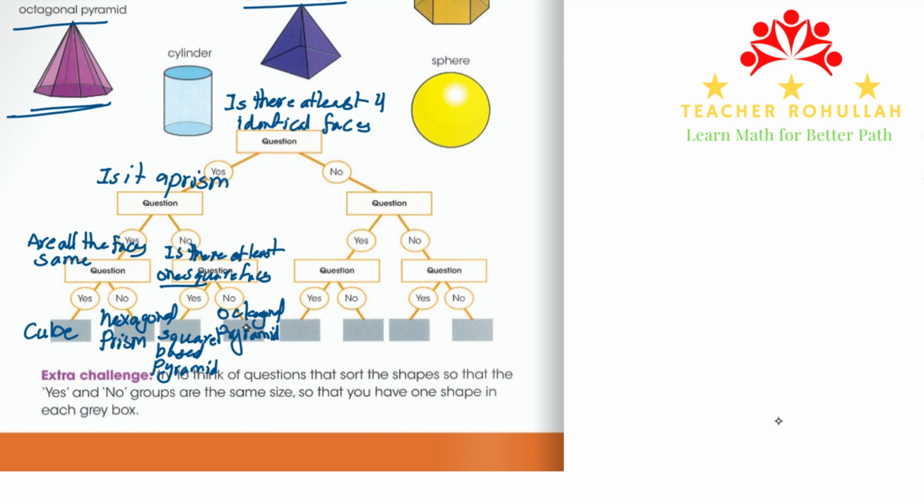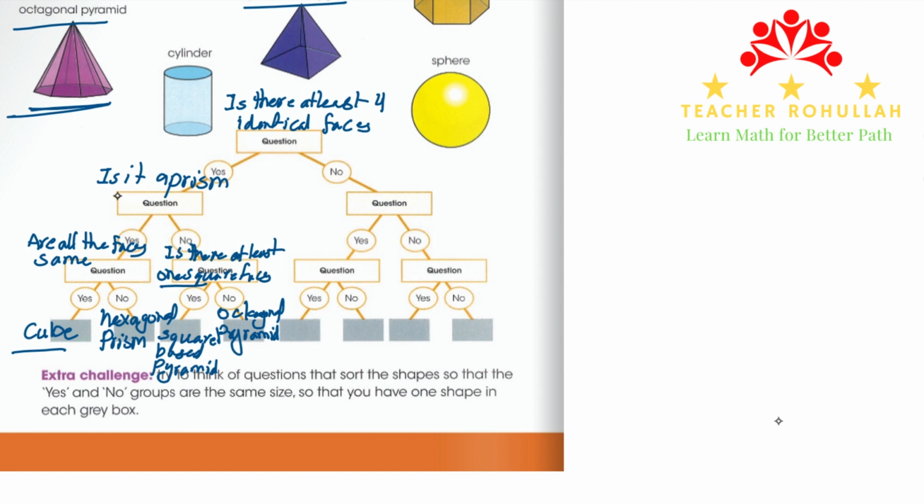Octagonal pyramid. The one which has at least 4 identical faces but does not have any square faces is the octagonal pyramid. We are done with the yes part of this question, which is asking, is there at least 4 identical faces? The answer which says yes is again asking, is it a prism? If yes, it says, are all the faces the same? If yes, it is a cube. If no, it is a hexagonal prism.